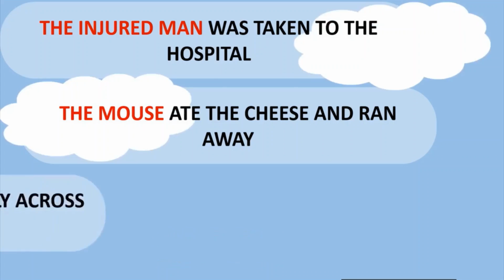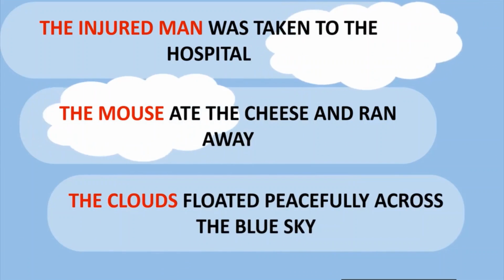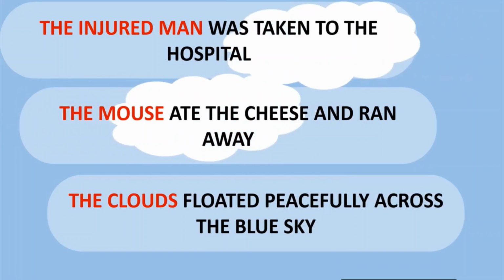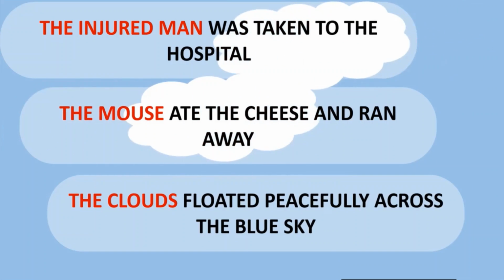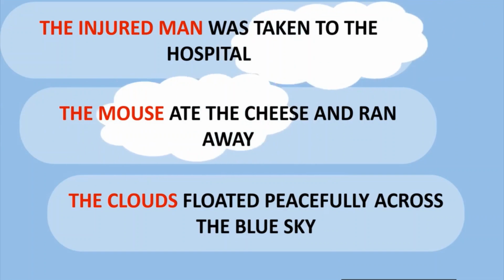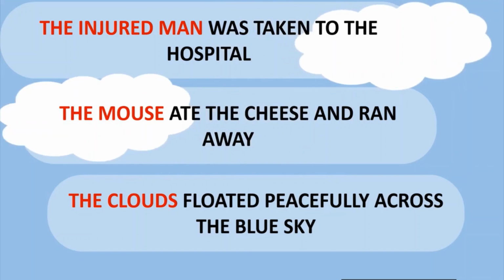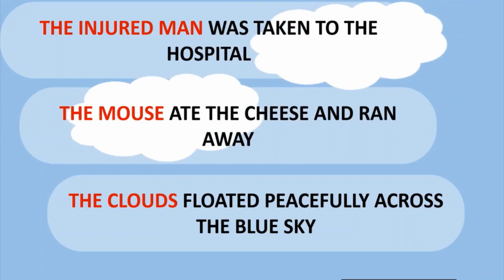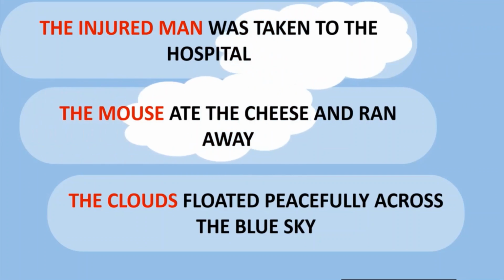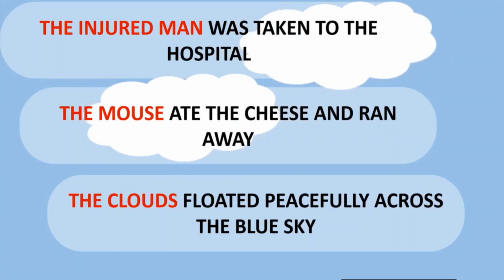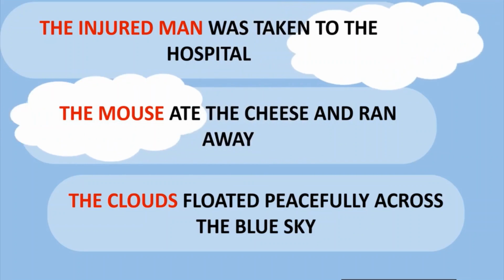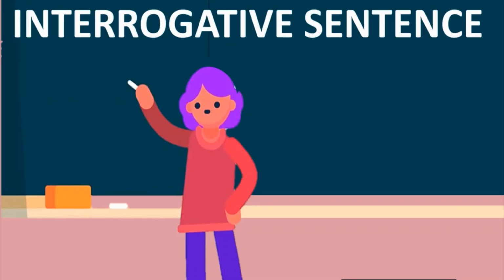The clouds floated peacefully across the blue sky. So, the verb again is floated and the subject comes before the verb, that is the clouds. And it also answers the question, what floated peacefully across the blue sky? It is the clouds. Now we come to the next type of sentences, that is the interrogative sentence, that is a question.